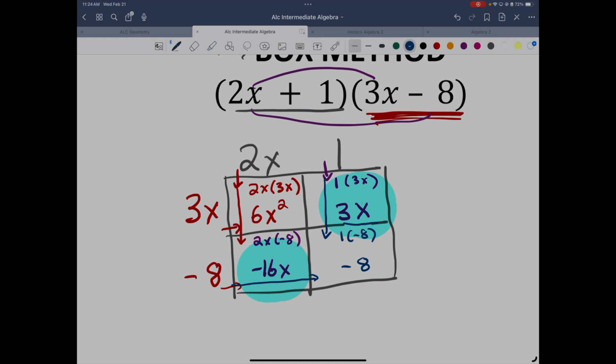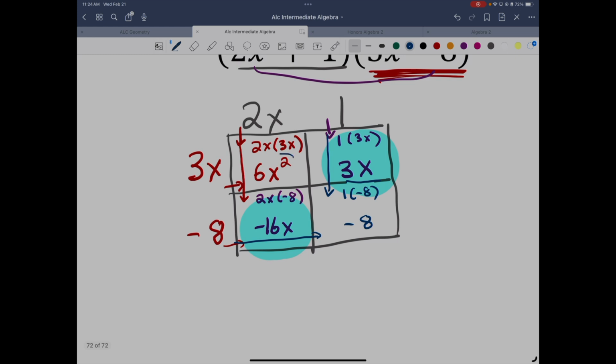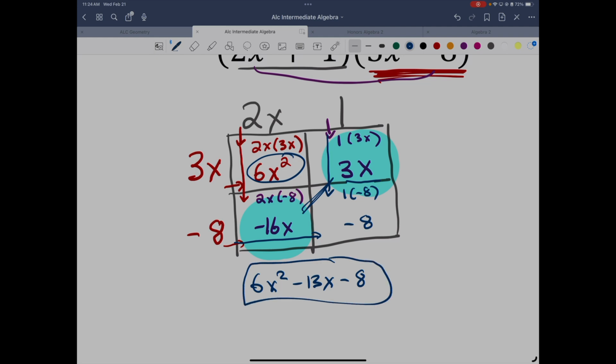So when we write this, I've got 6x squared. I can combine the highlighted ones. Negative 16 plus 3. So negative 16 plus 3 is negative 13x. And then I've got that minus 8 sitting in the other box. That's my solution to this, using this box method.